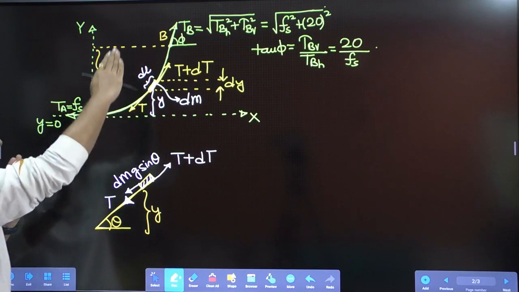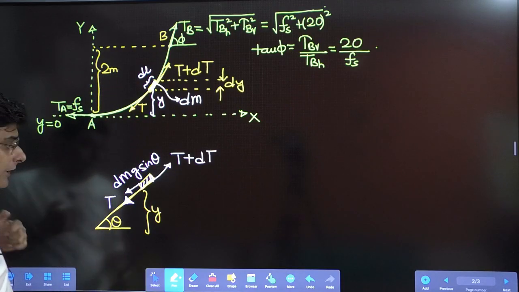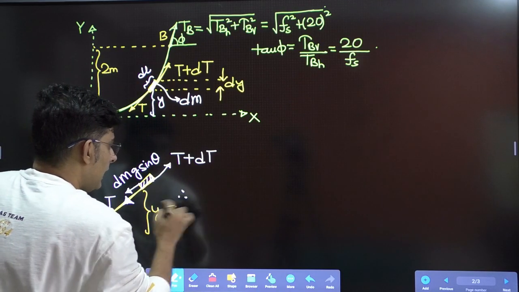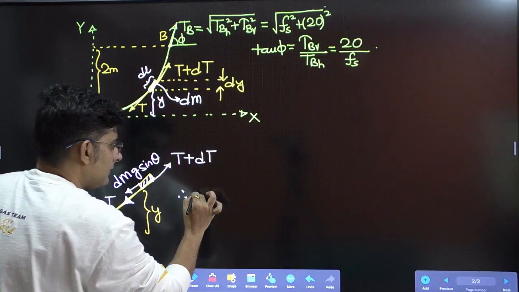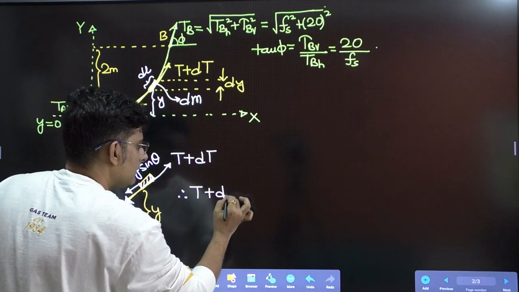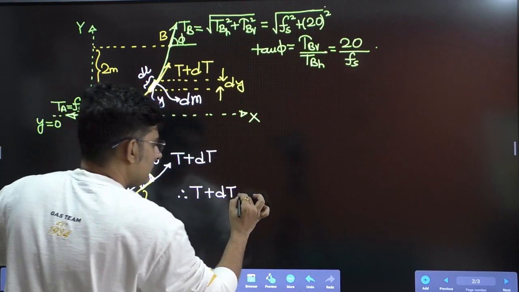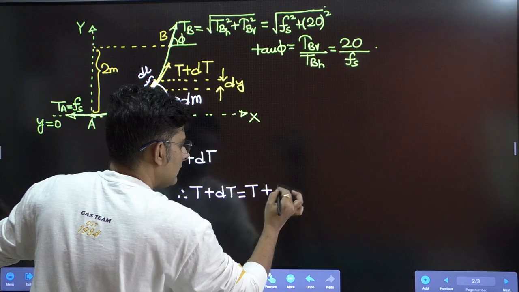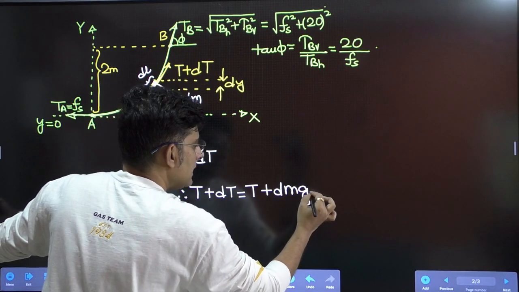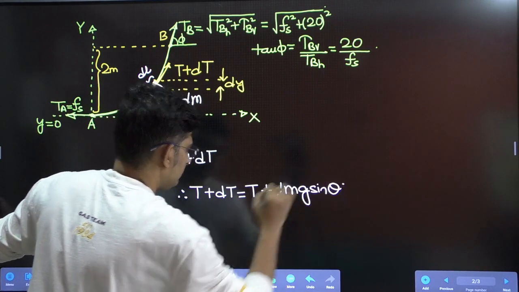Now since every element is in equilibrium, this will also be in equilibrium, so we can say upward and downward forces will balance, meaning T plus dT will be balanced by T plus dm g sin theta.